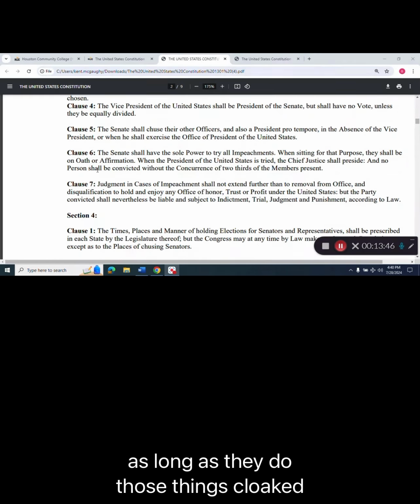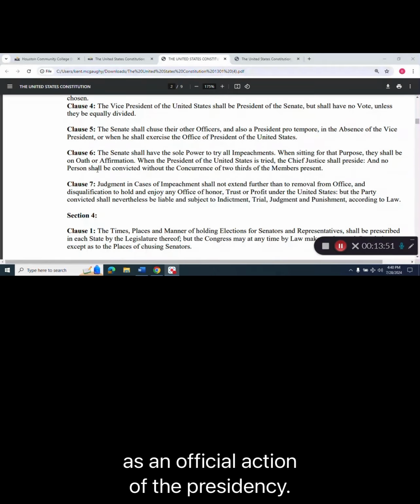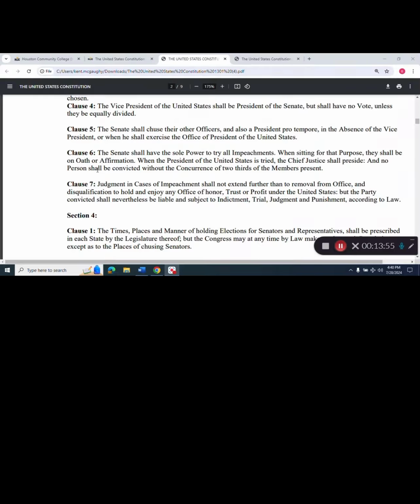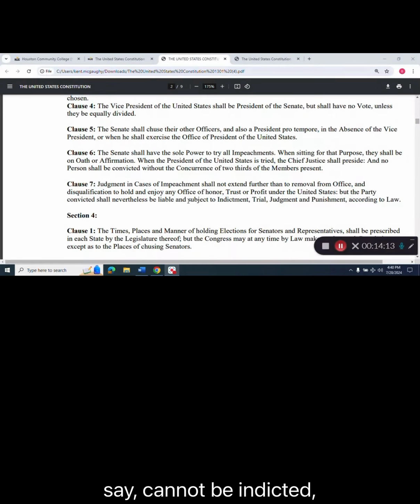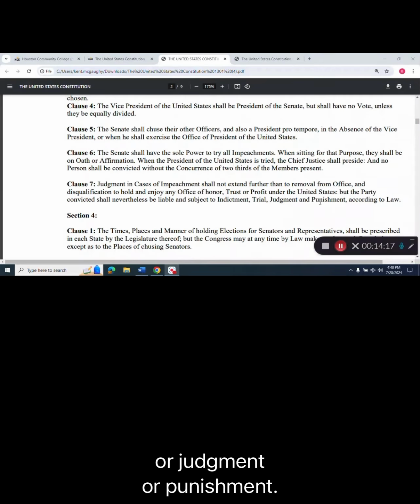As long as they do those things, cloaked as an official action of the presidency, then according to a new interpretation of this part of the Constitution by the Supreme Court, the president cannot be indicted. The former president, I should say, cannot be indicted, will not have to face trial or judgment or punishment.